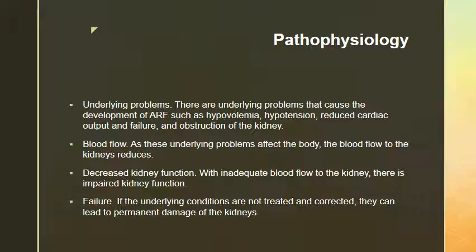Pathophys, basically the underlying problem. There's always an underlying cause that you develop acute renal failure, such as hypovolemia, hypotension, reduced cardiac output and failure, and obstruction of the kidneys. So in any of these cases, there's decreased blood flow to the kidneys, decreased kidney function. If these progress, they can lead to kidney failure.